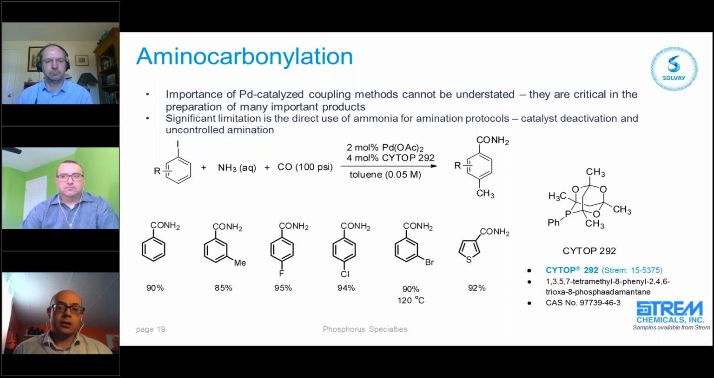You can have basically uncontrolled amination or deactivation of the catalyst. What this example shows here is a palladium-catalyzed reaction using the bulky adamantyl-type ligand Cytop 292. So in this case, it's using ammonia and carbon monoxide. And what these products on the bottom show is that this system is actually quite amenable to a variety of different conditions and functional groups.